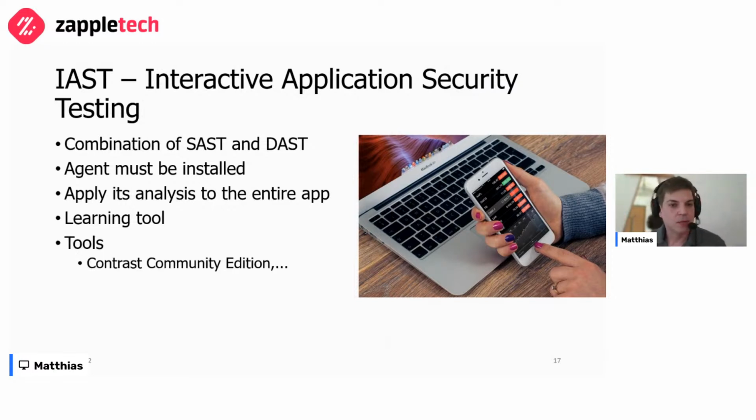A tool here, for example, that I want to mention is the Contrast Community Edition, which is also open source. So this is IAST, a combination of SAST and DAST. So it combines black box and white box.